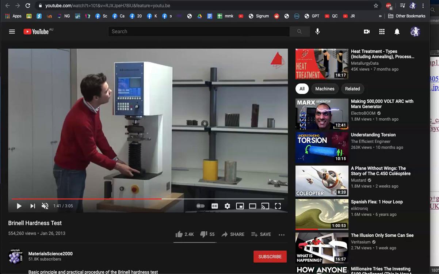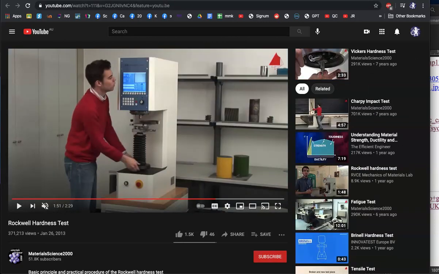And then we have here Rockwell testing. It looks almost exactly the same. What's the difference between the two of them? Well, we use Rockwell. It doesn't leave a big mark, so we can use it on a finished test piece because it doesn't leave a big circle mark. It's a much less conspicuous test.